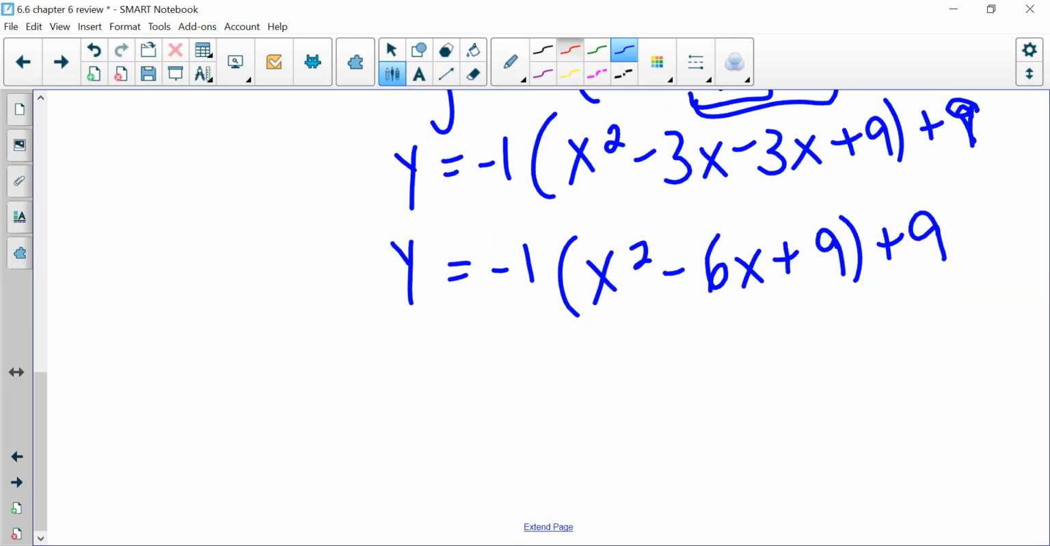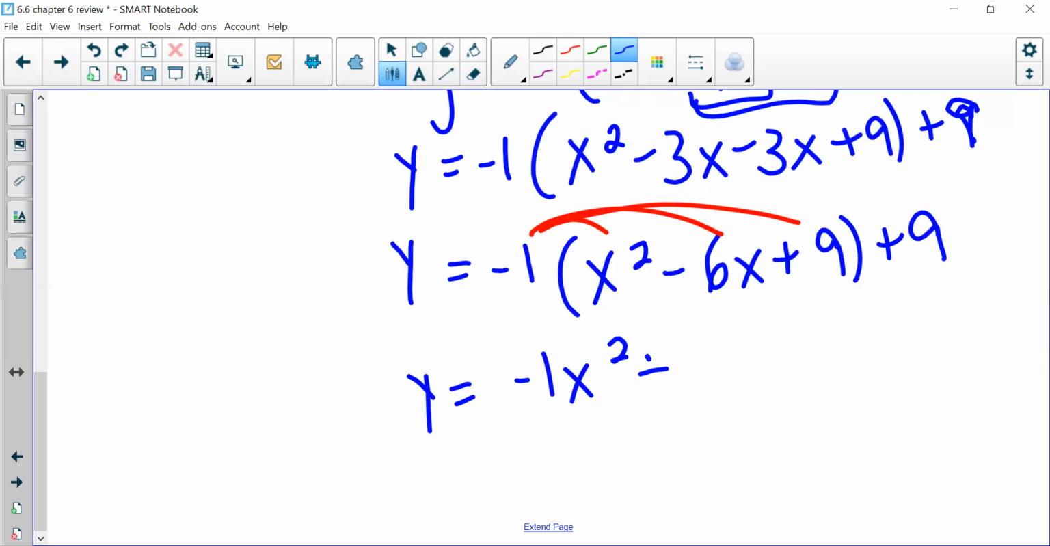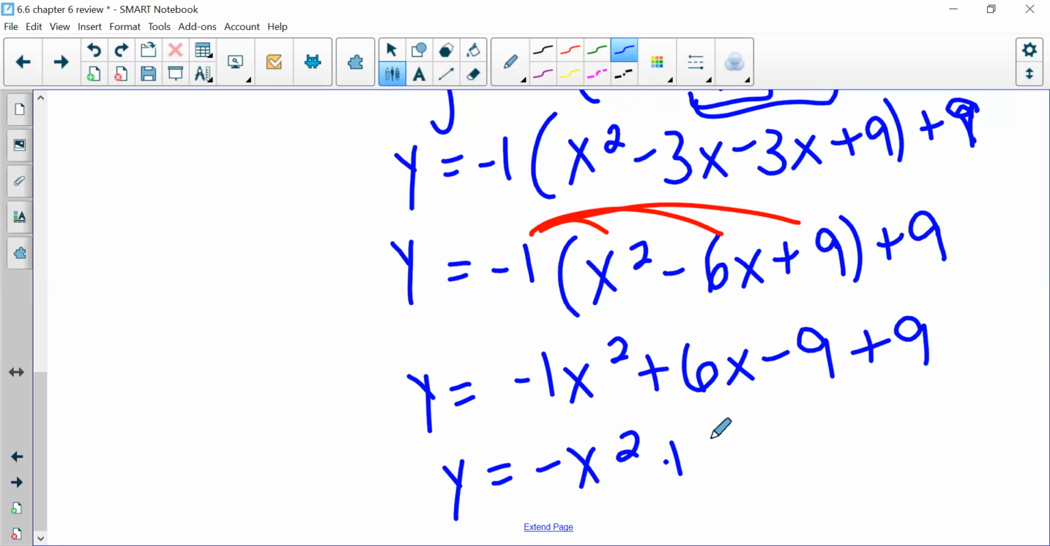Distribute in the negative 1. Because I'm following BEDMAS here. So remember, you're going to do multiplication before you do your addition or subtraction. So negative 1x plus 6x minus 9 plus 9. And then final step is simplify. And the 9 and 9 will cancel. So here is standard form.